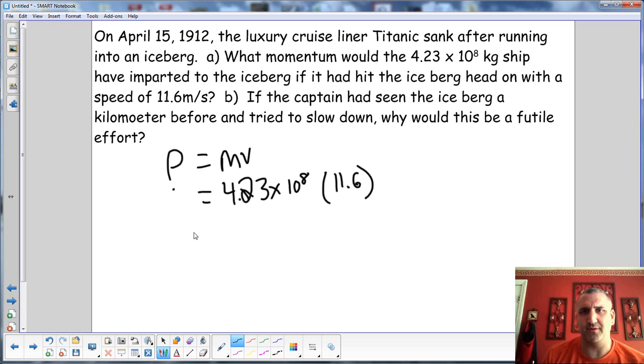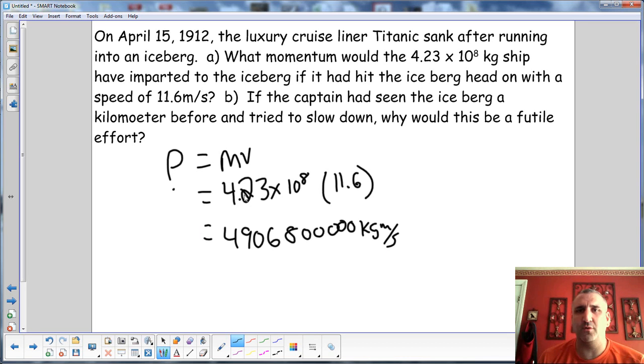I think that's right. And for what it's worth, if the captain had seen this thing even 1,000 meters before, there's so much momentum here. I don't care if you kick the engines into full reverse, just over 1,000 meters is not enough time to overcome this amount of momentum. So the best thing they could have done is turn the boat and try to glance off of the iceberg.